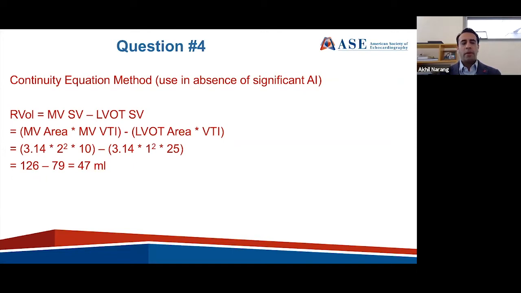To solve for this, putting in the numbers from the stem of the question, the mitral valve area is 3.14 times the radius, again 4 divided by 2, which is the radius, 2 squared, times the MV VTI, which is 10. And the LVOT stroke volume we calculate as pi r squared, again 3.14, the radius is 1 squared, times 25, which is the LVOT VTI. And then we get an answer of 126 minus 79, which equals 47 milliliters.